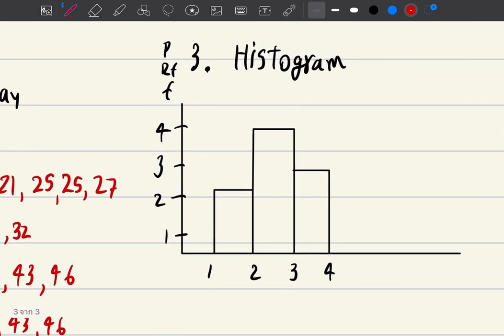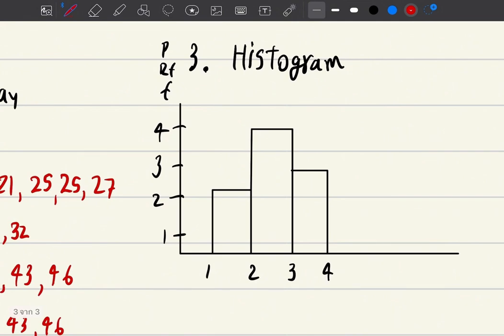And the last chart is the histogram. The histogram is going to be like the bar chart, but the horizontal line does not represent the class but the range of the numerical scale. And the vertical line represents percentage, relative frequency, or frequency, because here we don't have a class. As you can see, the bars are touching each other.